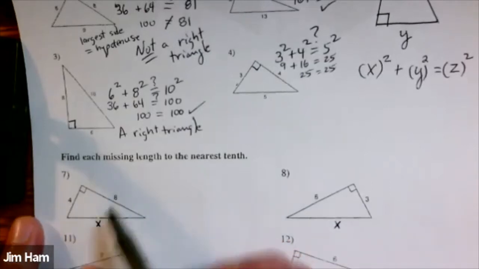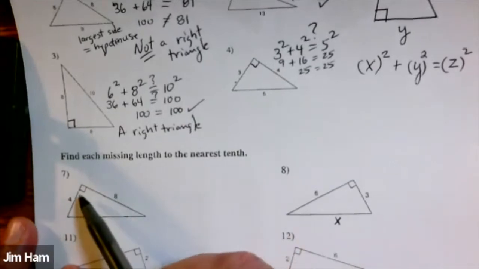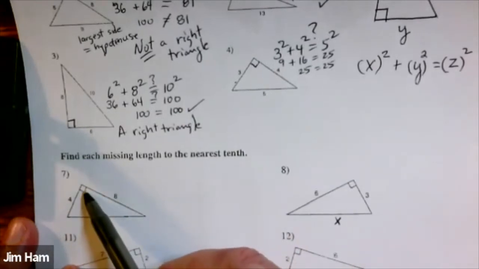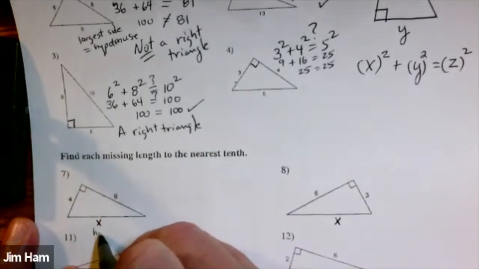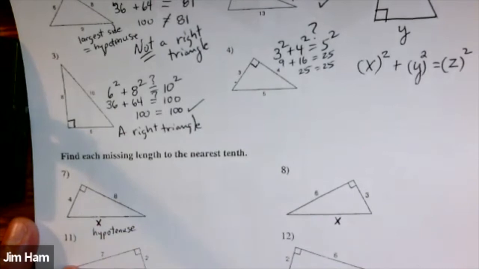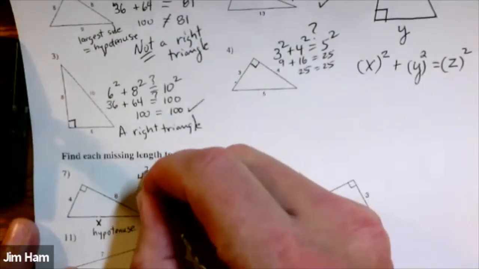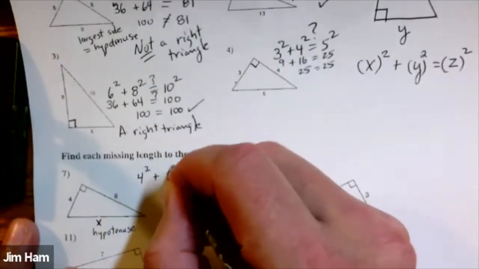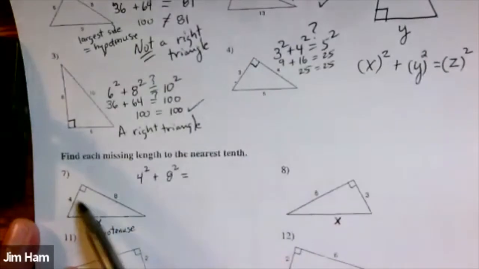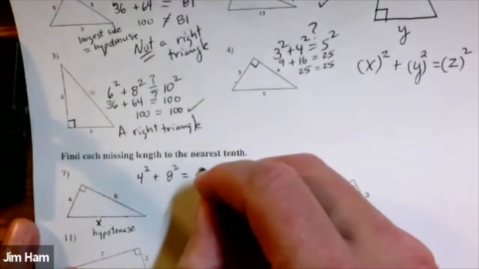But let's take a look at one like this. Here's the right angle, and the side opposite that right angle is X. So X is the hypotenuse. So X is the largest. So if we find X, it has to be larger than 8 because 8 is currently the largest side. This also tells us that we have to take 4 squared and 8 squared and add them together because those are the two legs. And that's going to equal the hypotenuse squared.